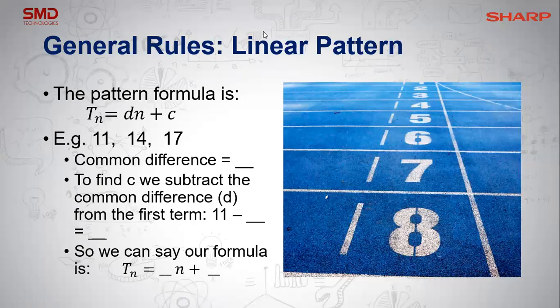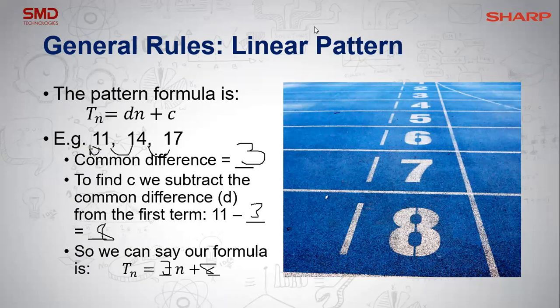Now, if we're coming up with a pattern formula, so we've got 11, 14, and 17, we can see that we are adding a common difference of 3 each time. And then to find C, we subtract the value of 3 from 11, which gives us 8. So our formula is 3 times our position plus 8. And that works. And we can, again, go back and test that on our calculator.